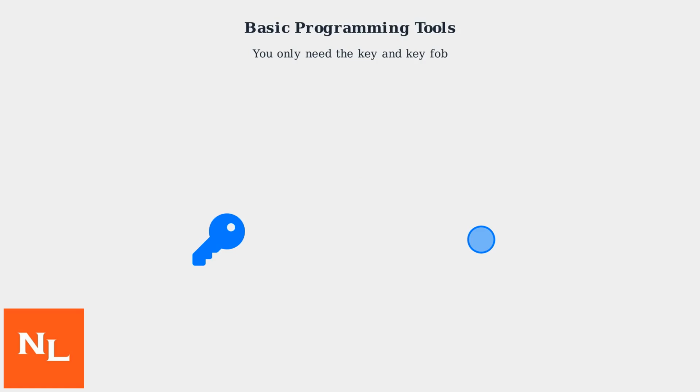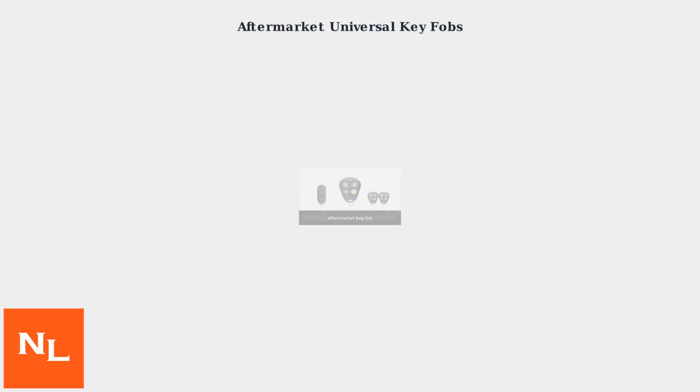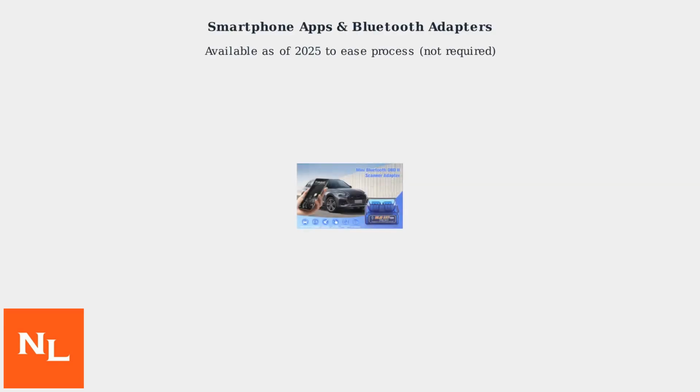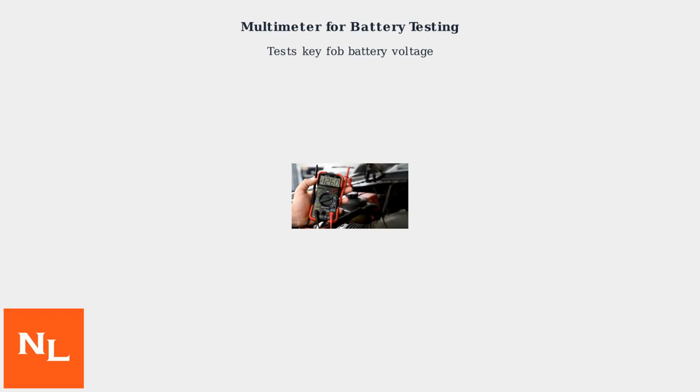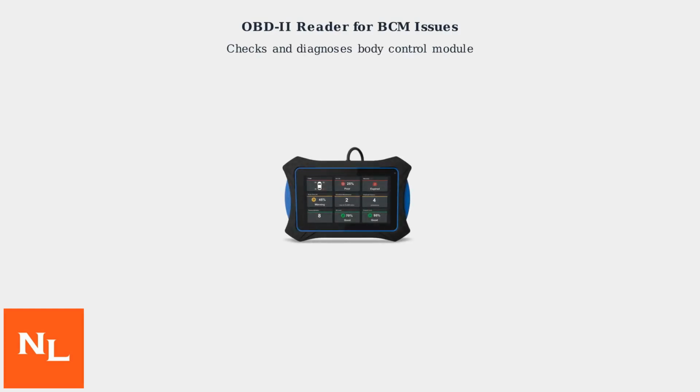For basic key fob programming, you only need the vehicle's key and the key fob itself. Aftermarket universal key fobs are available and compatible with these vehicles. Smartphone apps and Bluetooth OBD2 adapters are available as of 2025 to make programming easier, though generally not required. A multimeter can test the key fob's battery voltage to ensure it has power. An OBD2 reader may be needed to check and diagnose issues with the vehicle's body control module.